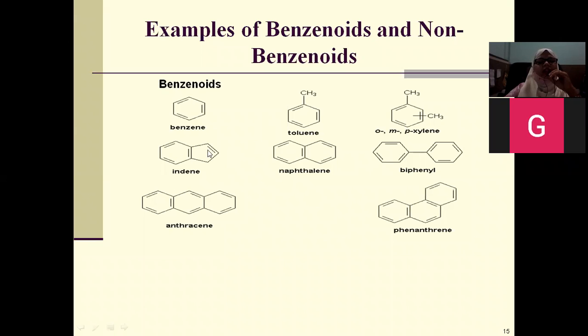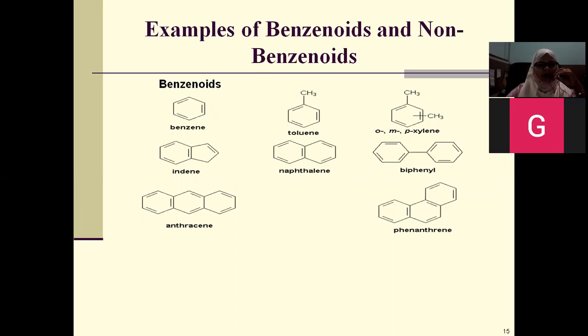Then we have indene, that means benzene attached to a 5-membered ring. Naphthalene, benzene attached to another benzene ring. Then biphenyl, where two benzene rings are attached with a bond. Then anthracene, where three benzene rings are attached together. Phenanthrene, here also three benzene rings, but you can see the position of the third ring is different. So these are all benzenoids, means they contain a benzene ring in them.